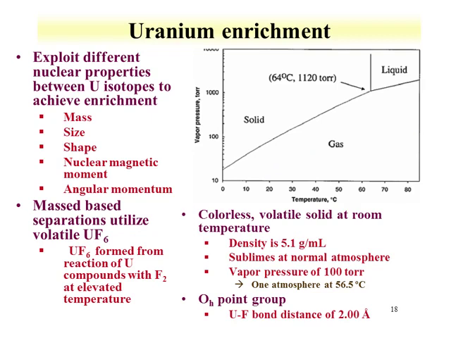This material, the uranium hexafluoride, has a density of about 5 grams per liter. It sublimes in normal atmosphere, going from the solid to the gas, and has a vapor pressure of 100 torr, or 1 atmosphere at 56 degrees. So if we took this material, heated it to 56 degrees, we'd have an atmosphere pressure of uranium hexafluoride above it. The molecule has Oh symmetry with uranium-fluorine bond distances of about 2 angstroms.